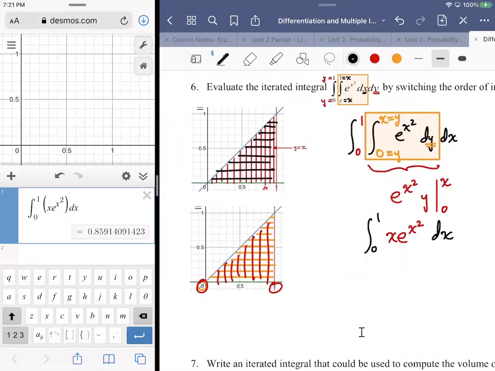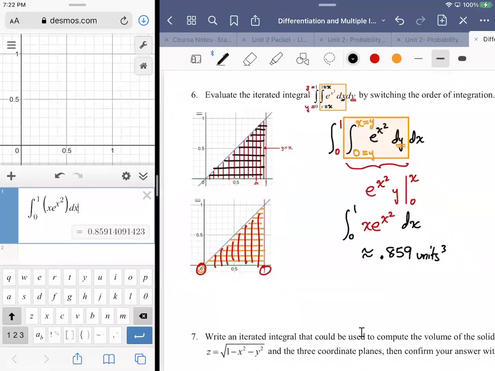which isn't really a bad answer. Is it exact? No, because our real exact answer in this case, because of the exponential, would involve e in some capacity, but again, I'm not concerned with that. All right, so 0.859 units cubed.